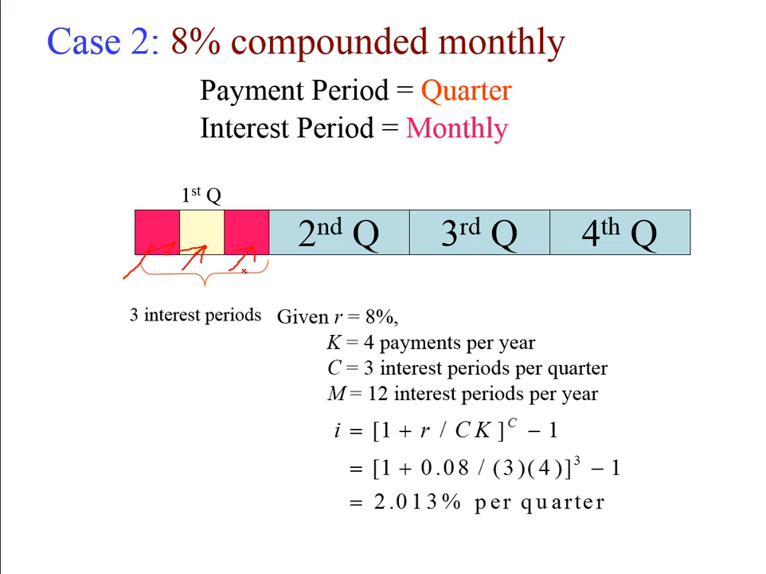Then the total will be M, which is K multiplied by C, or CK, which will equal 12 interest periods per year. Using the formula, we have 8% divided by 12, and 3 is the interest periods per quarter. Then we have 2.013% per quarter.